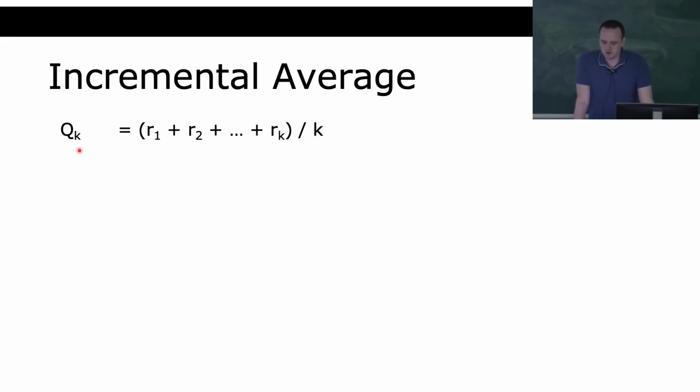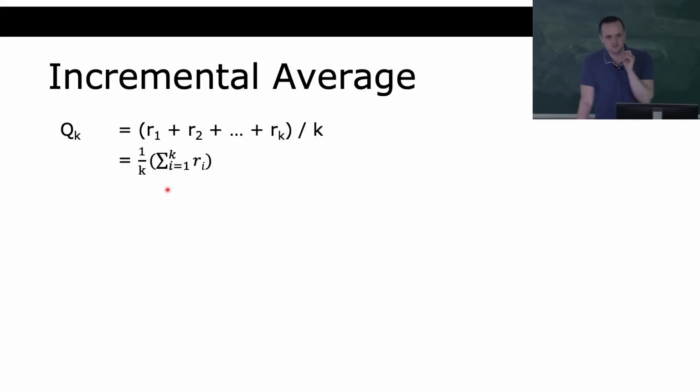So, what we have is Q sub k. Q sub k is the average after k time steps. So that's just reward 1 plus reward 2 all the way up to reward k, divided by k. So k is the number of time steps here. And if we put that into our nice summation, this is a summation from i equals 1 to k of R_i divided by k. We've just put it into summation formula because that'll make things a little bit nicer for us.